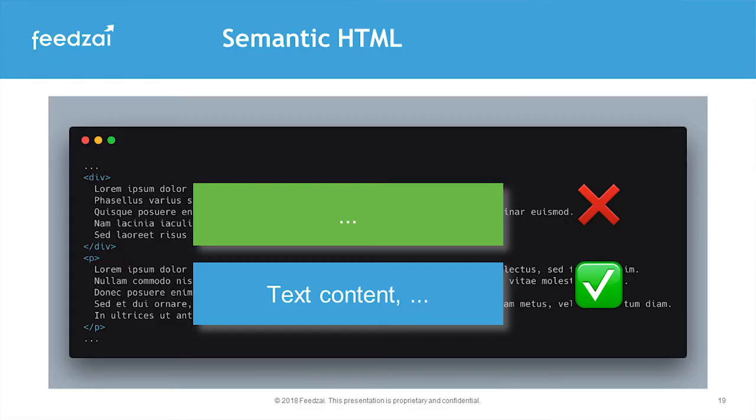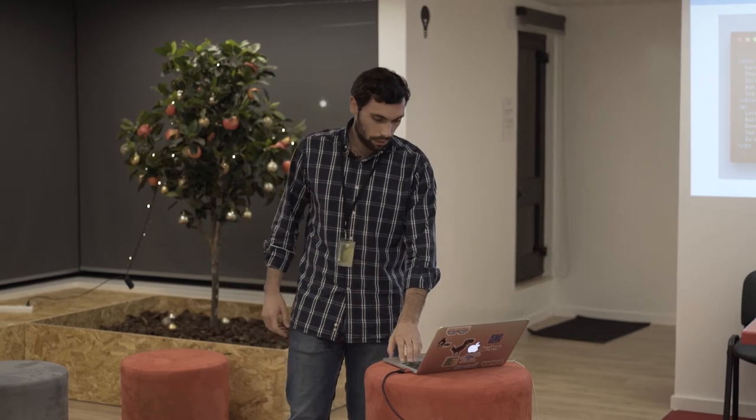And basically in the first case, the screen reader just starts reading the contents of the element. While on the second one, the paragraph, it tells me what it is. So it basically tells me, okay, this is a text content, and the content is blah, blah, blah. So it knows what it is.